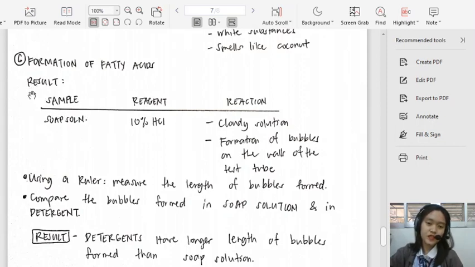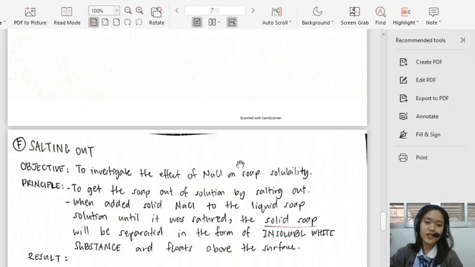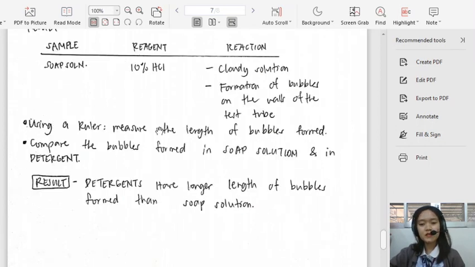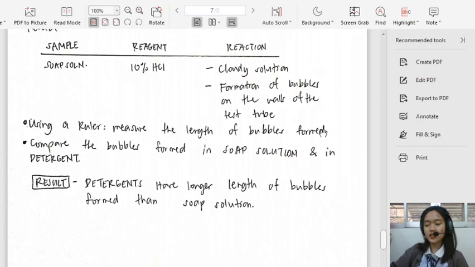Okay, so here, what happened is that instead of adding NaCl, what is added in the formation of fatty acid is 10% HCl. Okay, so the sample is soap solution, the reagent is 10% HCl. Its reaction: the solution is cloudy and it formed bubbles on the walls of the test tube. Okay, using a ruler, measure the length of the bubbles. You will measure that, class, compared to the detergent one.